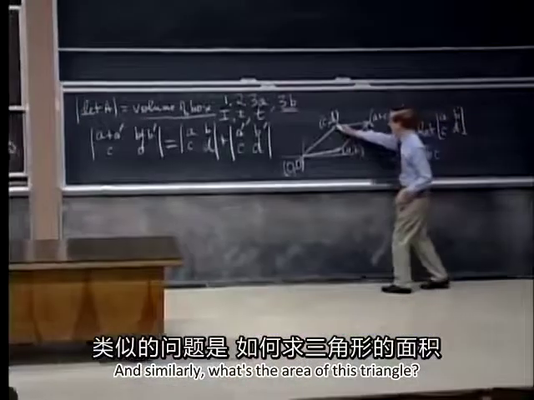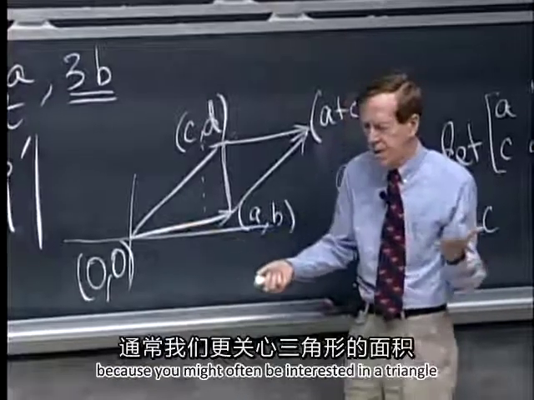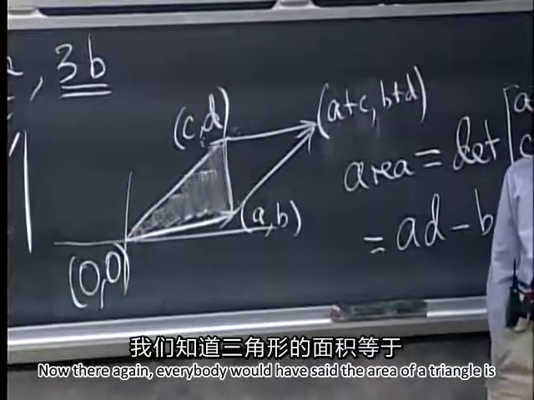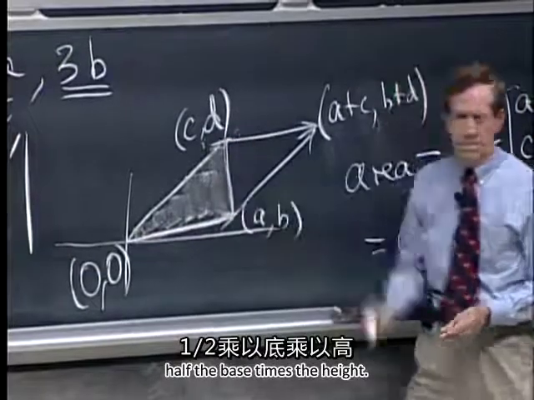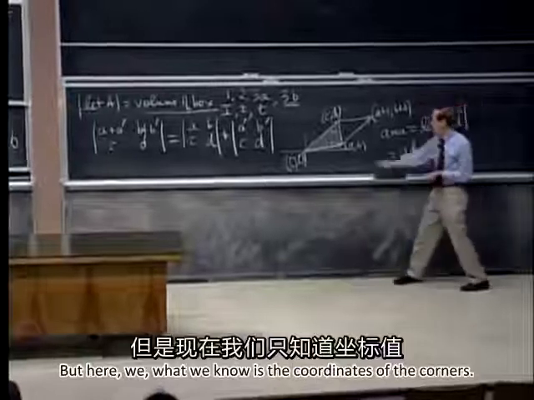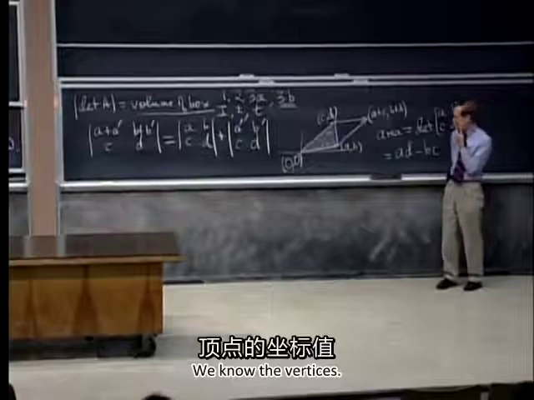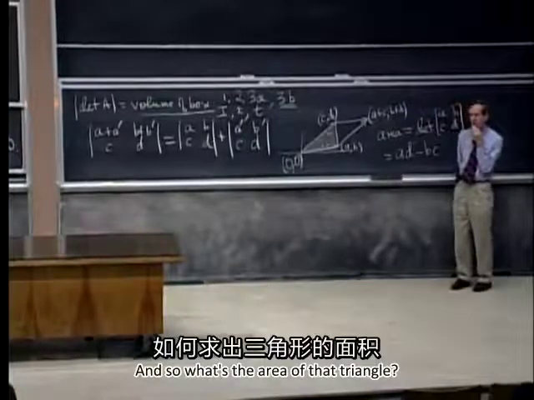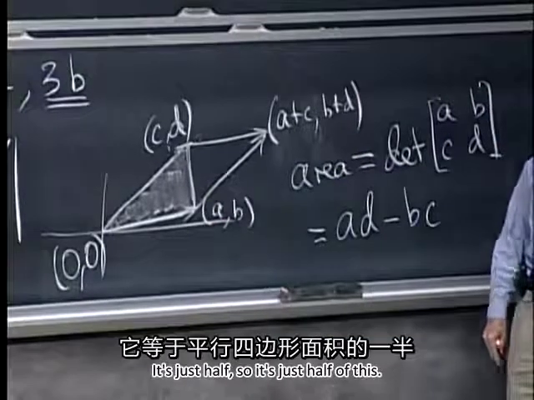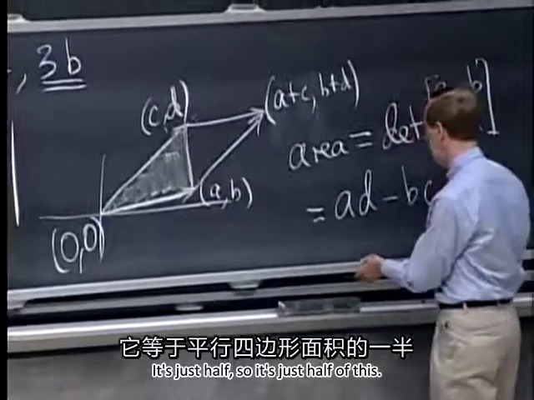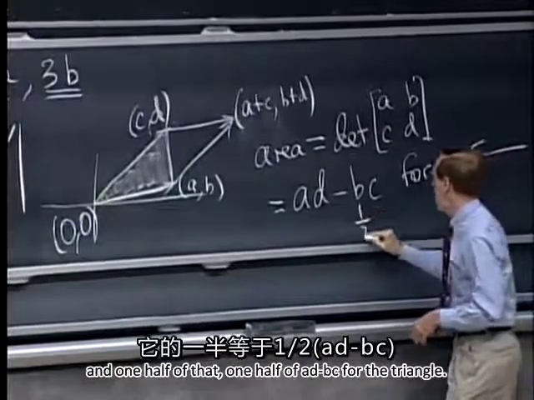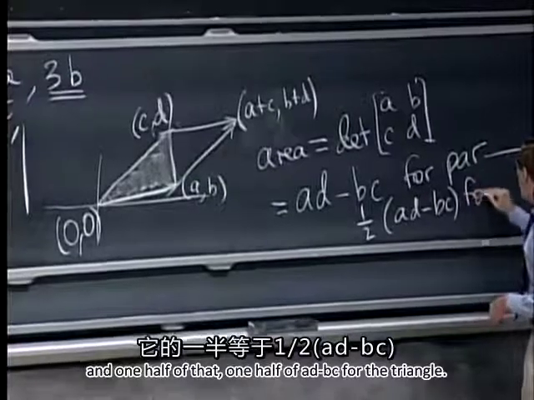And similarly, what's the area of this triangle? Suppose I chop that off, because you might often be interested in a triangle instead of a parallelogram. Now there again, everybody would have said the area of a triangle is half the base times the height. And in some cases, if you know the base and the height, that's fine. But here, what we know is the coordinates of the corners. We know the vertices. If I know A, B, C, D, and 0, 0, what's the area? It's just half of this. So this is AD minus BC for the parallelogram, and 1/2 of AD minus BC for the triangle.